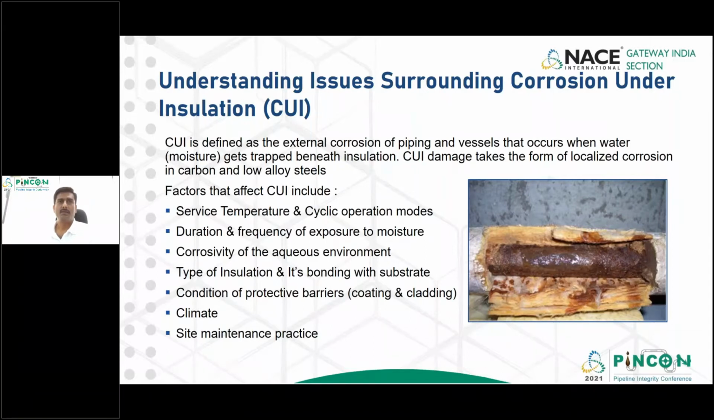Corrosion occurs when water or moisture and air gets entrapped beneath the insulation, which takes the form of localized corrosion on steel. I have broadly summarized the 7 factors that contribute to corrosion: service temperature and cyclic operation modes, duration and frequency of exposure to moisture, corrosivity of environment, type of insulation and its bonding with the substrate, conditions of protective barriers, that is anti-corrosion coating and outer cladding, climatic conditions, and site maintenance practices. Out of the above, 3 factors are related to operational piping design and the other 4 factors are related to the product application.